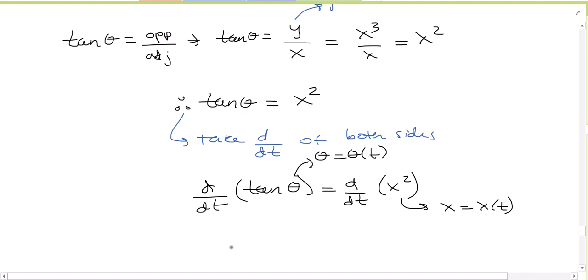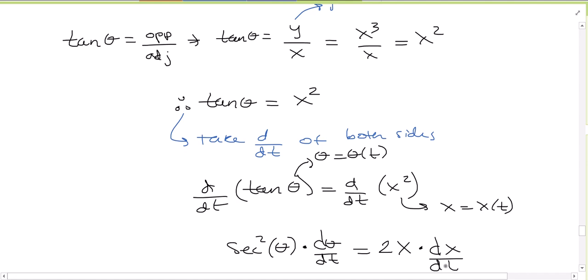So the derivative of tangent is secant squared of the inside left alone times the derivative of the inside, so the derivative of theta with respect to t. So d theta dt equals the derivative of x squared. So 2 times x, but then x is really x of t, so times the derivative of x with respect to t. So dx dt.